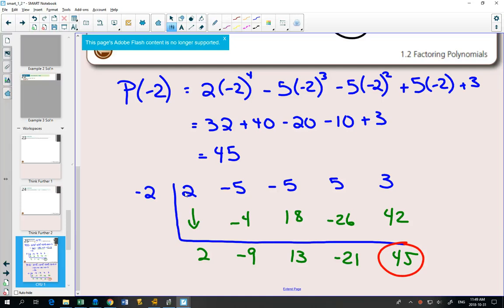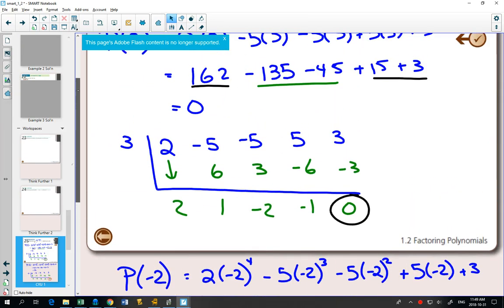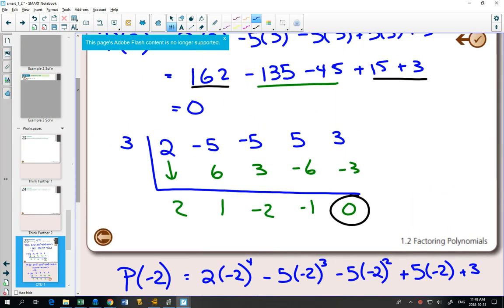The nice thing about synthetic division, because eventually we're going to be asked, can you factor this? The nice thing about synthetic division is when you get a remainder of 0, which we did here, we now know that our original polynomial p of x is equal to x minus 3 multiplied by 2x cubed plus x squared minus 2x minus 1. And we've started to factor it. So the synthetic division not only tells you the remainder, but also tells you what the answer to factoring it is if you write the division statement.